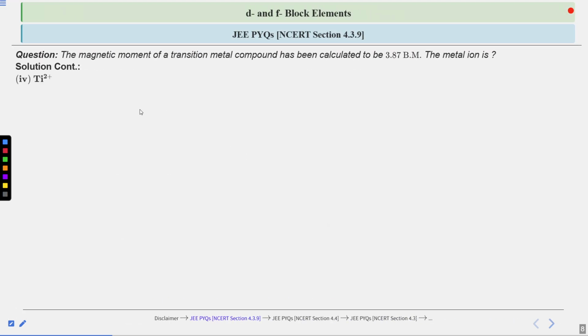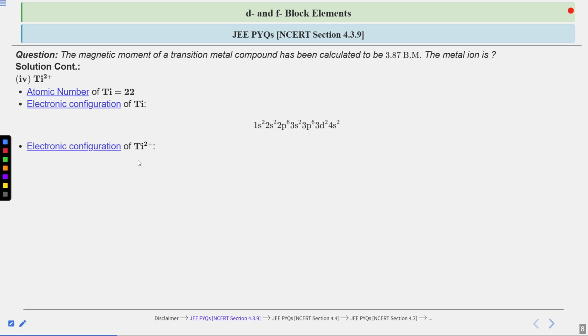Similarly, let's calculate for the fourth option too, because maybe this can also have the same magnetic moment, right? Just for surety, for titanium 2 positive, the titanium atomic number is 22. Its electronic configuration will be 1s2, 2s2, 2p6, 3s2, 3p6, 3d2, 4s2. For titanium 2 positive, 2 electrons will be removed from 4s2, so 3d2 will be there in the outermost orbital. It can also be written as argon 3d2, 4s0.